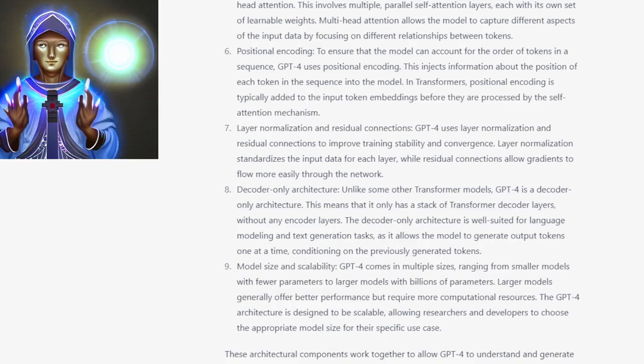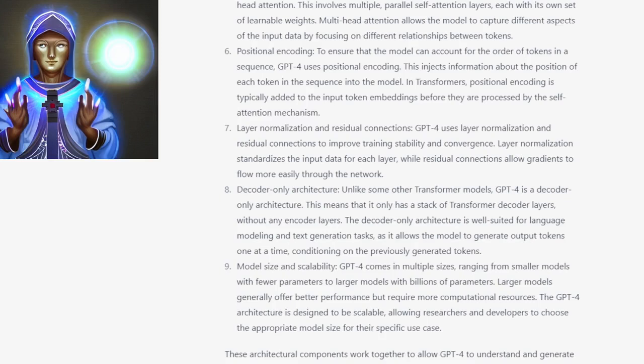Positional encoding. To ensure that the model can account for the order of tokens in a sequence, GPT-4 uses positional encoding. This injects information about the position of each token in the sequence into the model. In transformers, positional encoding is typically added to the input token embeddings before they are processed by the self-attention mechanism.